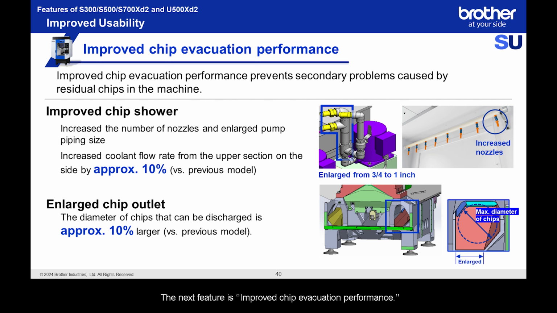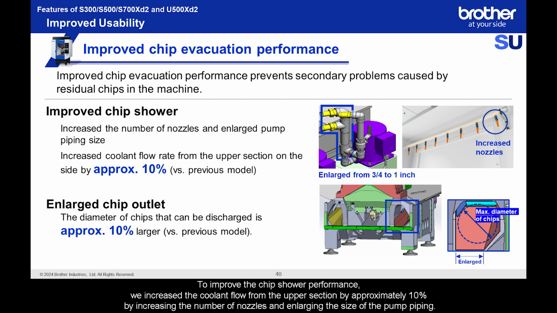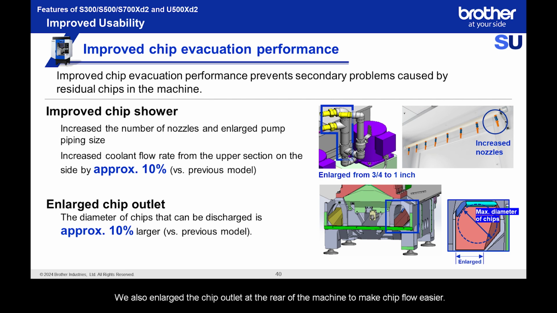The next feature is improved chip evacuation performance. To improve the chip shower performance, we increased the coolant flow from the upper section by approximately 10% by increasing the number of nozzles and enlarging the size of the pump piping. We also enlarged the chip outlet at the rear of the machine to make chip flow easier. These measures have reduced the risk of chips remaining in the machine.